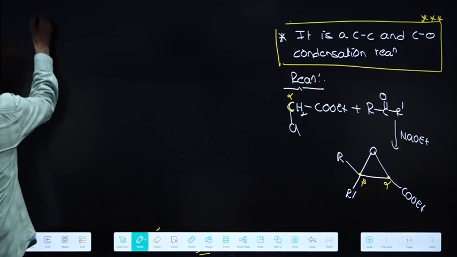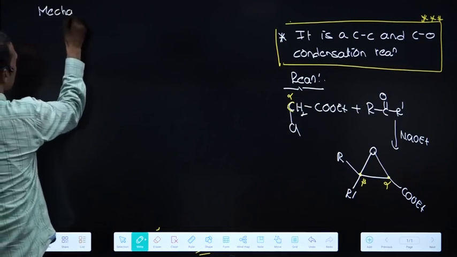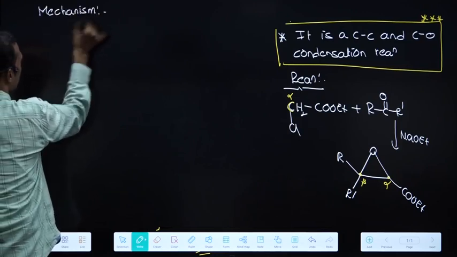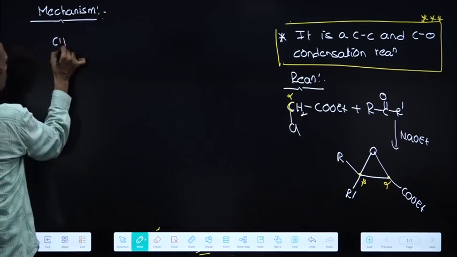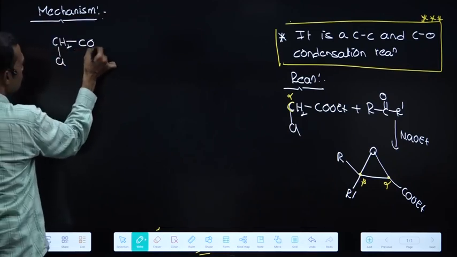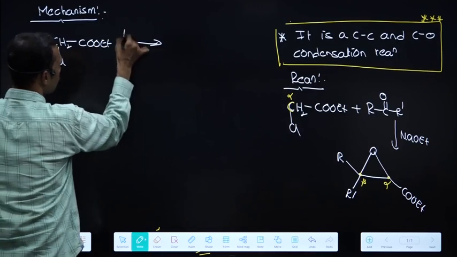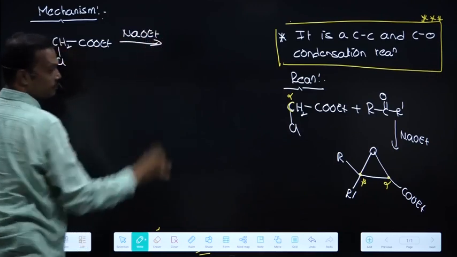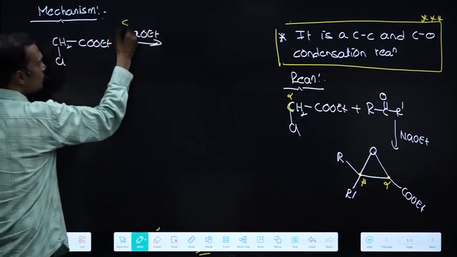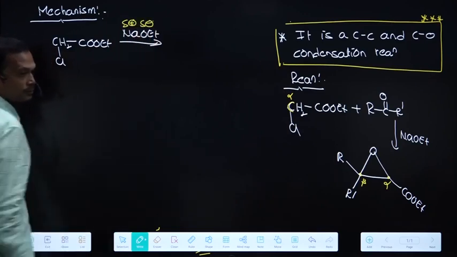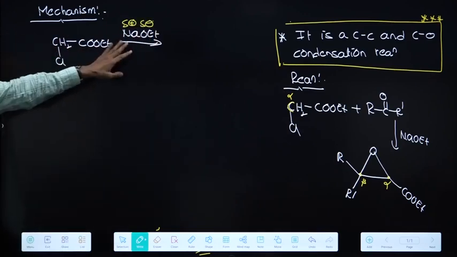Okay, now see the mechanism. First I am taking a base. This is COOEt. Now I am using the base. Just listen. What is the charge on this alkoxide? Here it is partial positive and this is partial negative, ionic form.